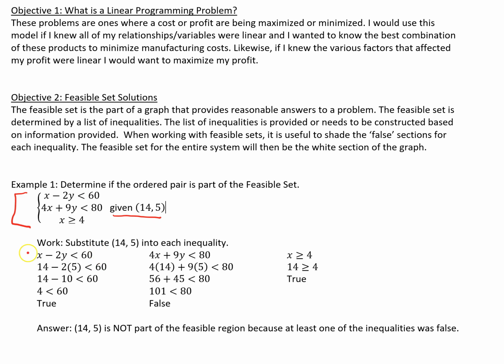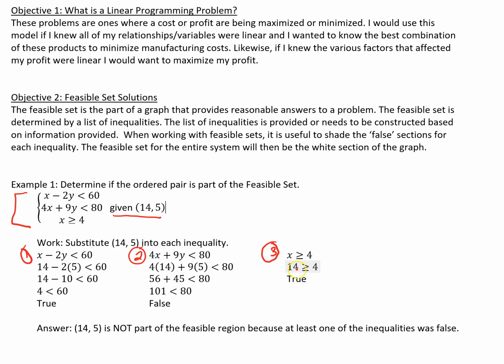So I took the first inequality, and I substituted 14 and 5 in for x and y. I simplify with the order of operations to see I have 4 is less than 60. And that's true. I do the same thing with the second inequality. I put 14 in for x and 5 in for y. Follow the order of operations and see that I have a false statement. With the third inequality, I actually could stop and not do the third inequality because I had already arrived at a false statement. But for practice, I'll go ahead and do the third inequality.